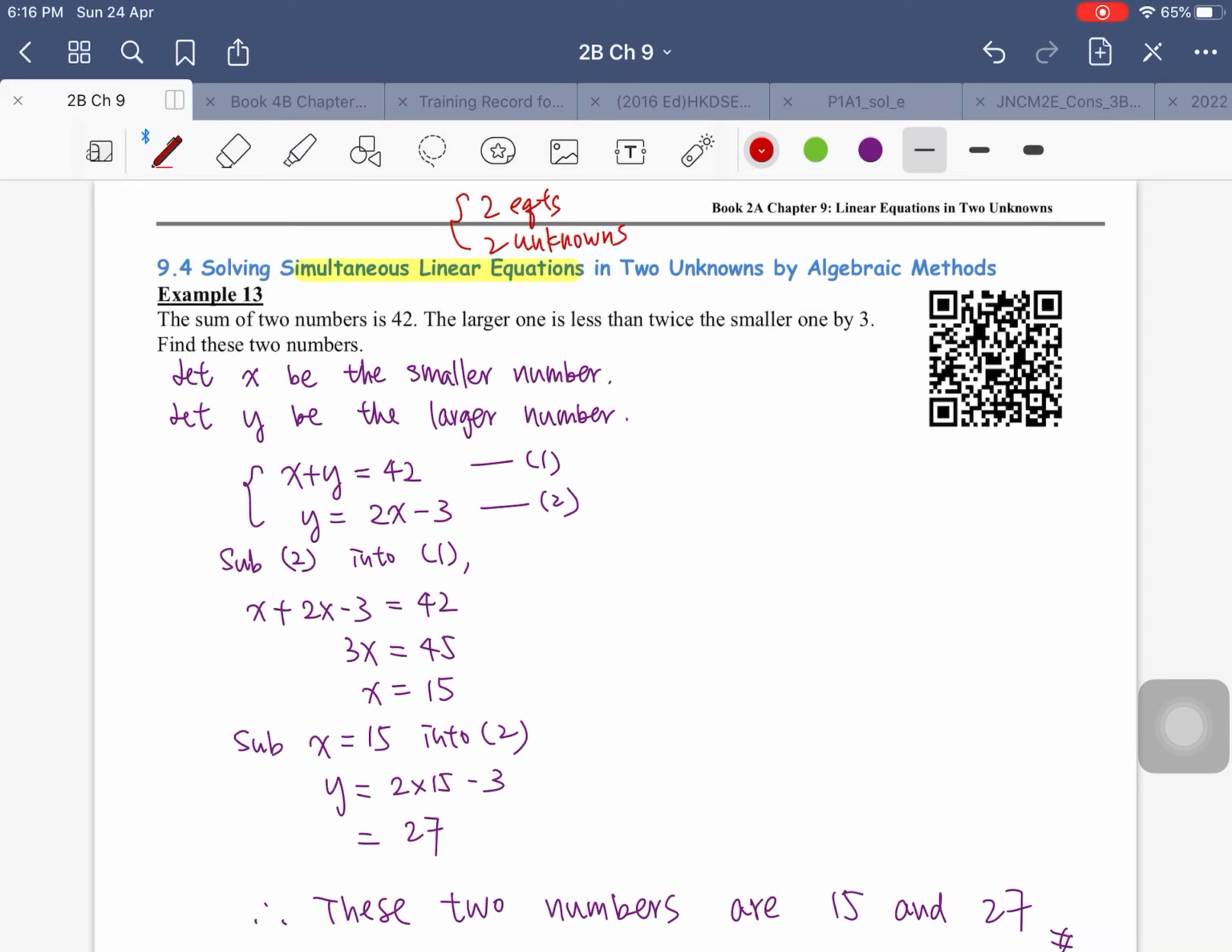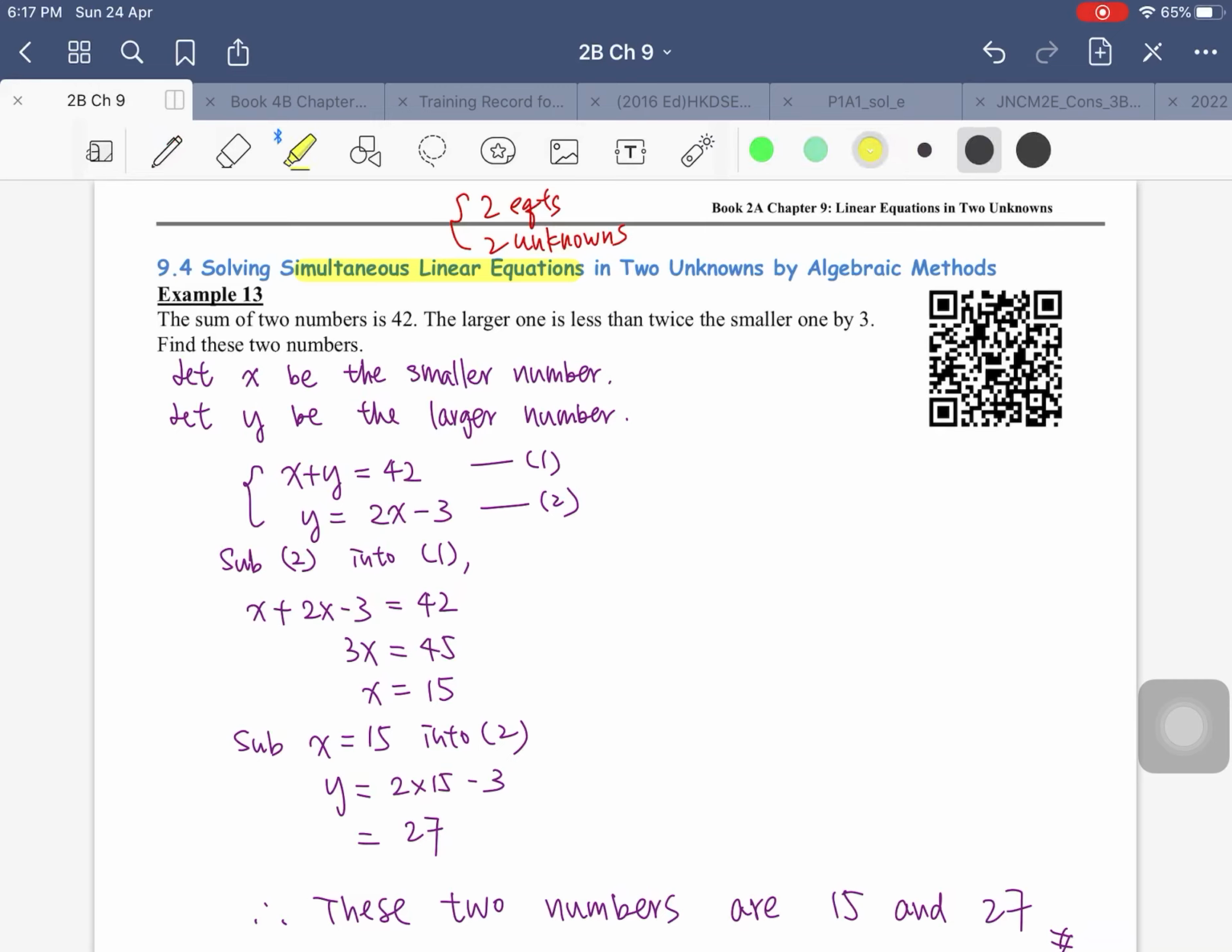We will notice there are two things. Then we let two unknowns for those two things, and then try to set up two equations and solve them. Let's look at example 13 as an example. So the question is, the sum of two numbers is 42. The larger one is less than twice the smaller one by 3.